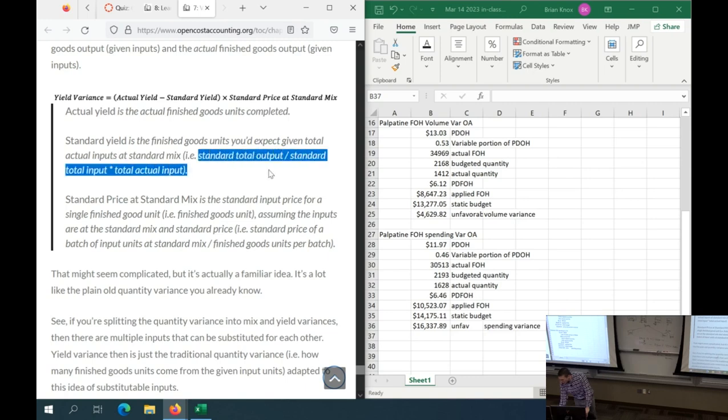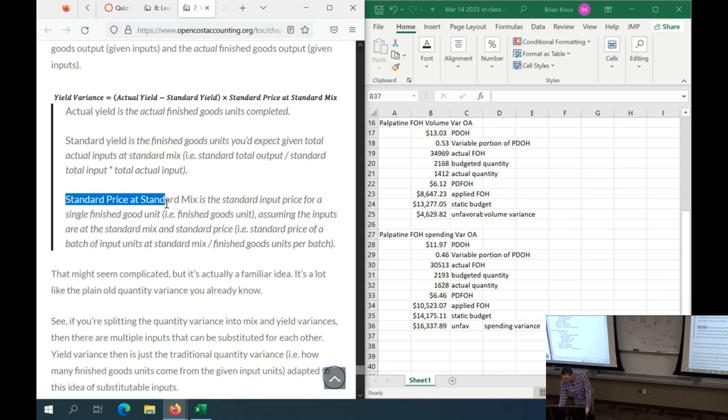So standard total output divided by standard total input times total actual input. So the ratio of finished goods units to direct materials or direct labor or whatever other input we have, that ratio times the actual amount of input will give us how many finished goods units we should have output, given those number of inputs. We'll get into an example, maybe that'll help. And then the last one is standard price at standard mix.